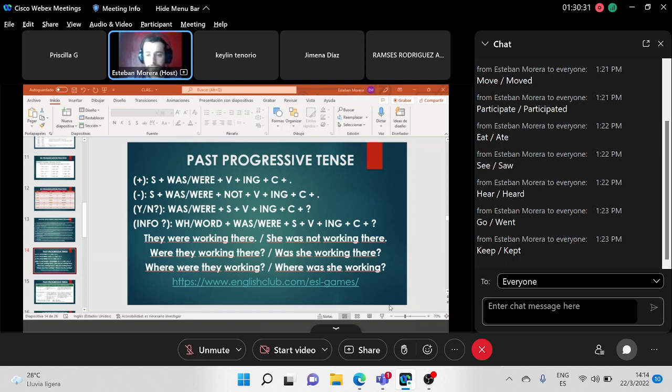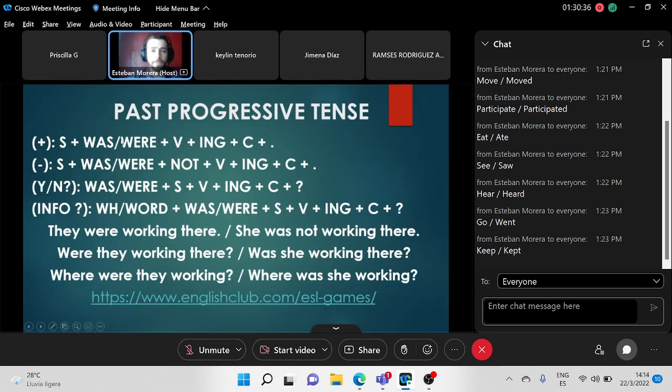Let's pay attention to the grammar and then to the comparison between simple past tense and past progressive tense. Past progressive, positive sentences: the subject, verb be in the past, was or were, verb ing in the complement. Negative sentences: subject, verb be in the past, was or were, not, verb ing in the complement. Yes or no questions: verb be in the past, was or were, subject, verb ing in the complement. Information questions: interrogative pronoun at the very beginning of the question, was or were, subject, verb ing in the complement.